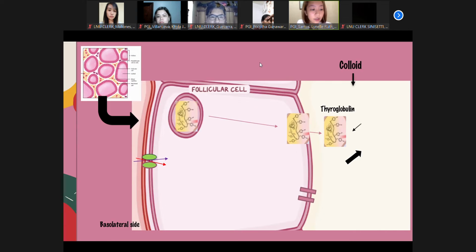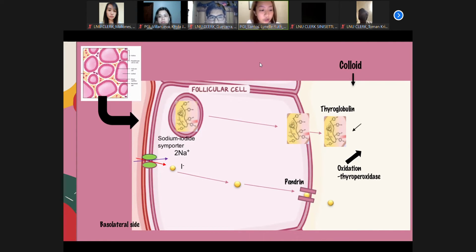The basolateral membrane, which is in contact with the blood vessels, contains the sodium iodide symporter, which pumps 2 sodium ions into the cell down their electrochemical gradient in order to bring 1 iodide into the cell. Iodide is then pumped into the colloid through pendrin. Once iodide is in the colloid, it undergoes oxidation through the enzyme thyroperoxidase, which changes it into an iodine atom. It's then attached to tyrosine amino acid residues, which are found throughout the thyroglobulin. This process is called iodination.